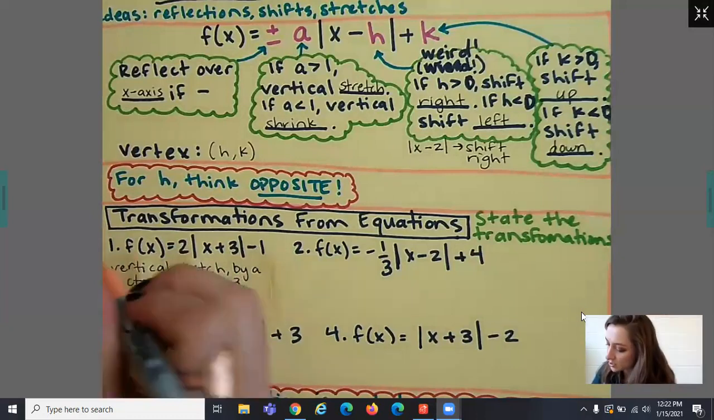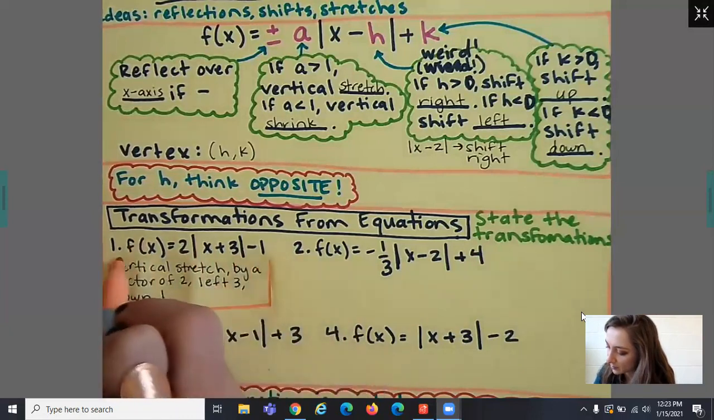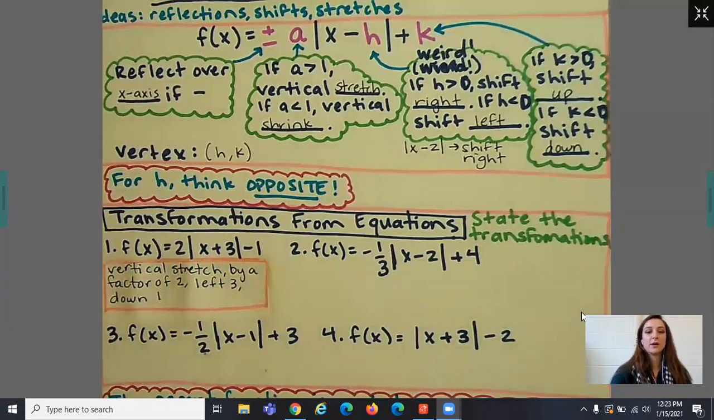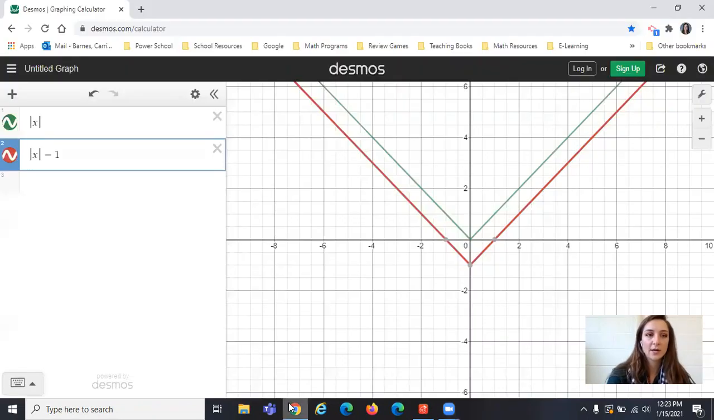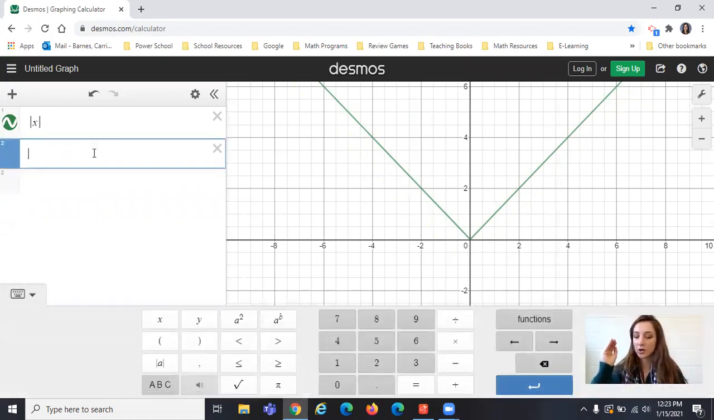Okay, so we are actually going to look at what this looks like in Desmos, and I'm not going to do this for every single problem, but I do want you to see what these look like for at least one. So let's go to Desmos real quick, okay? And I'm going to start with the regular absolute value of x, and we're going to go first with this vertical stretch by a factor of 2.